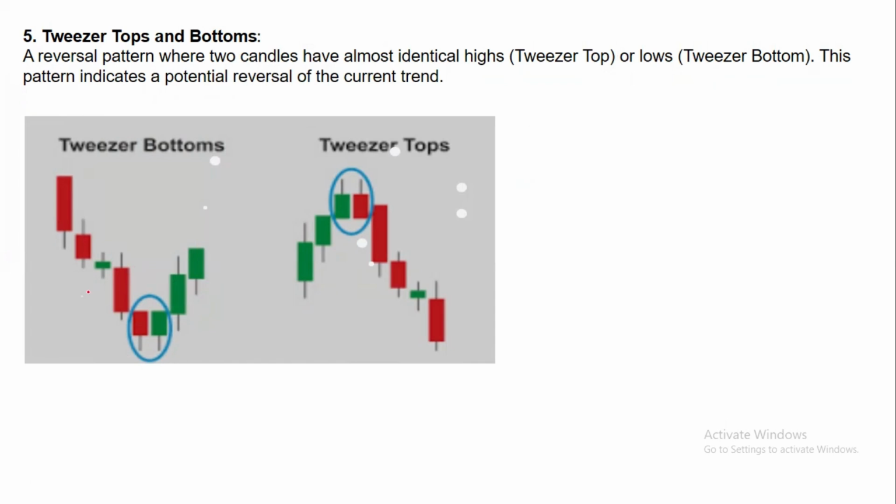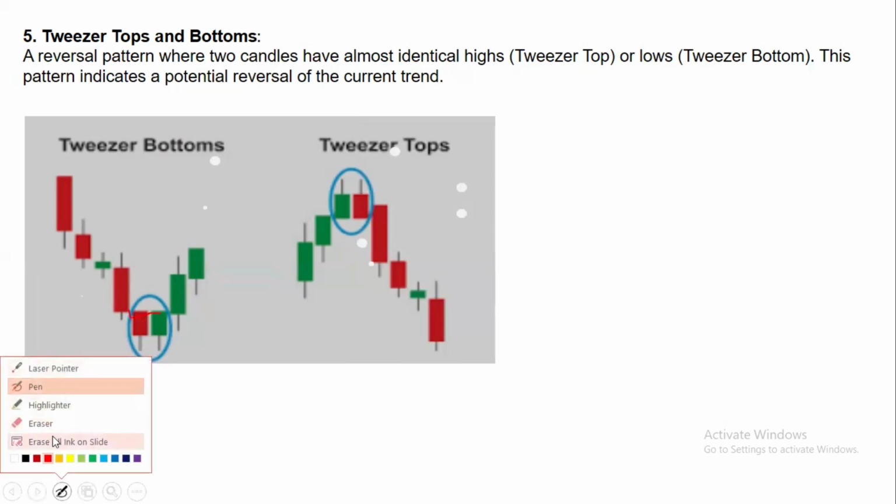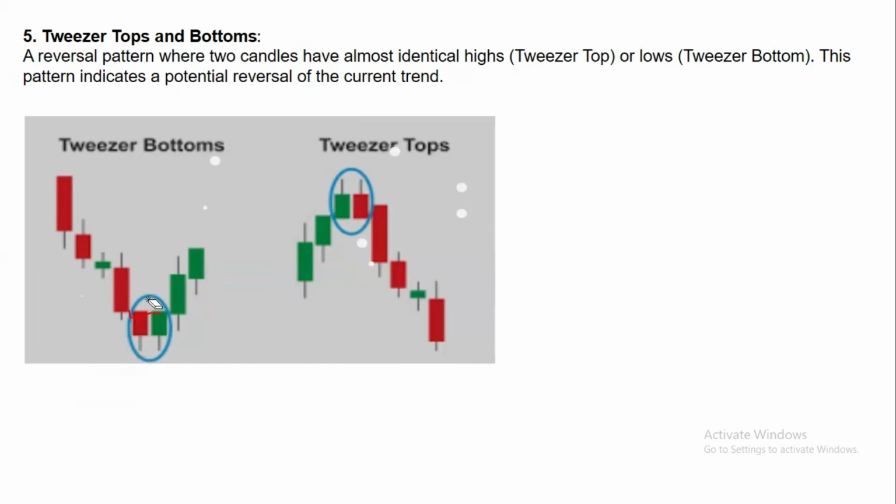Now, you can see in this pictorial representation that this is a tweezer bottom. We have a tweezer bottom and a tweezer top, right? So this is a tweezer bottom. You can see it is two identical lows and two identical candles, right? They're very identical, but the colors are different. The colors are just different, right? So you can see this area now.